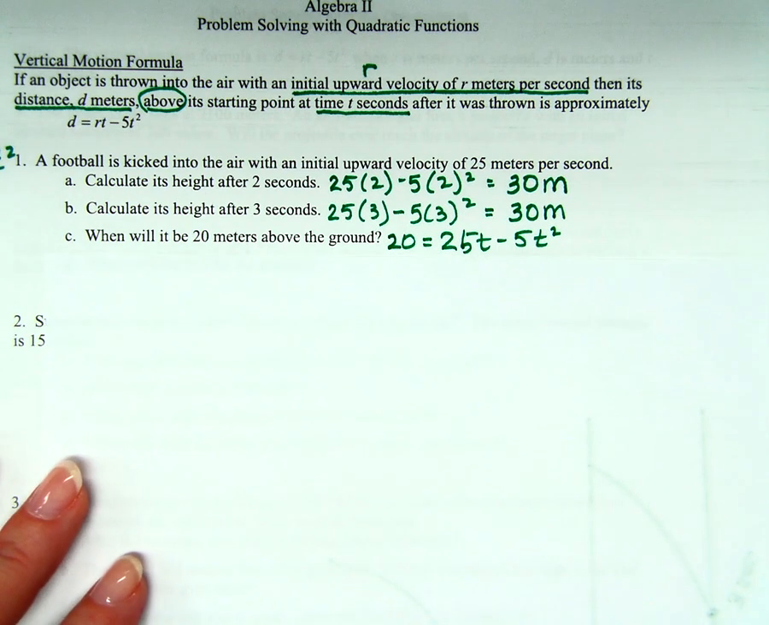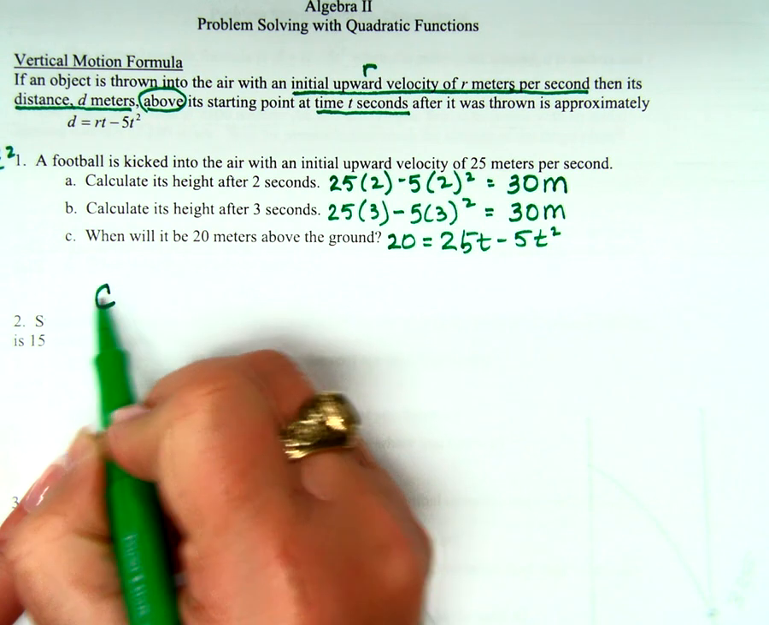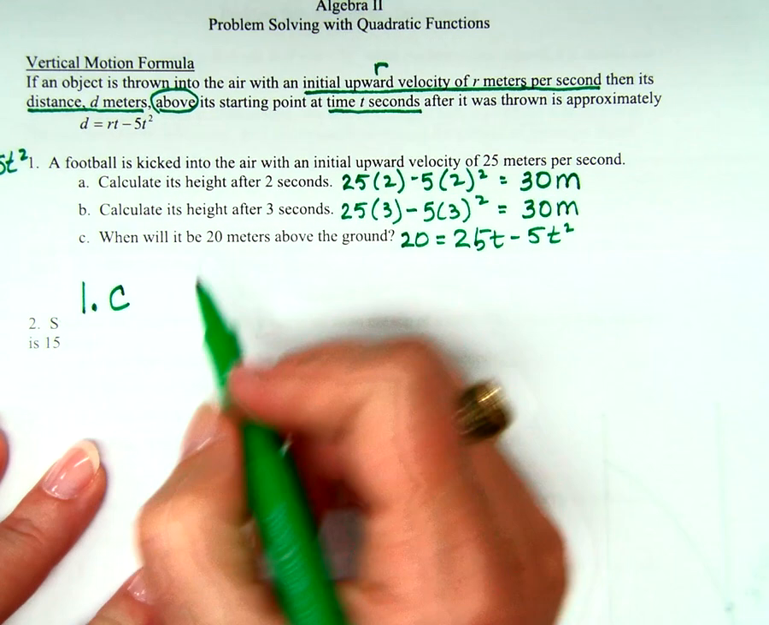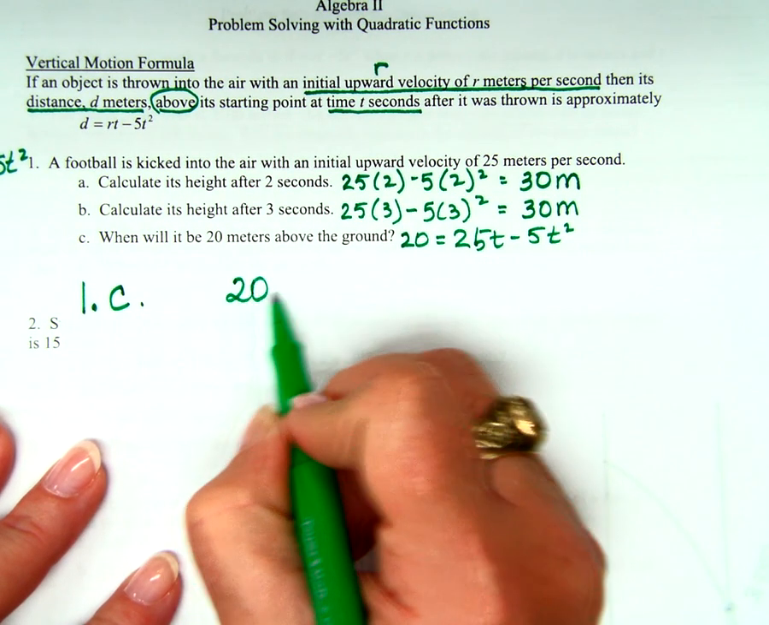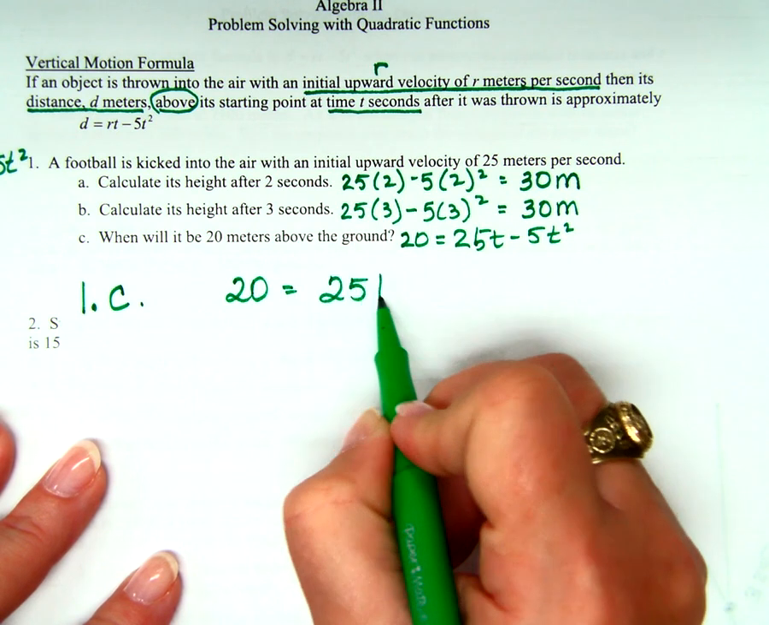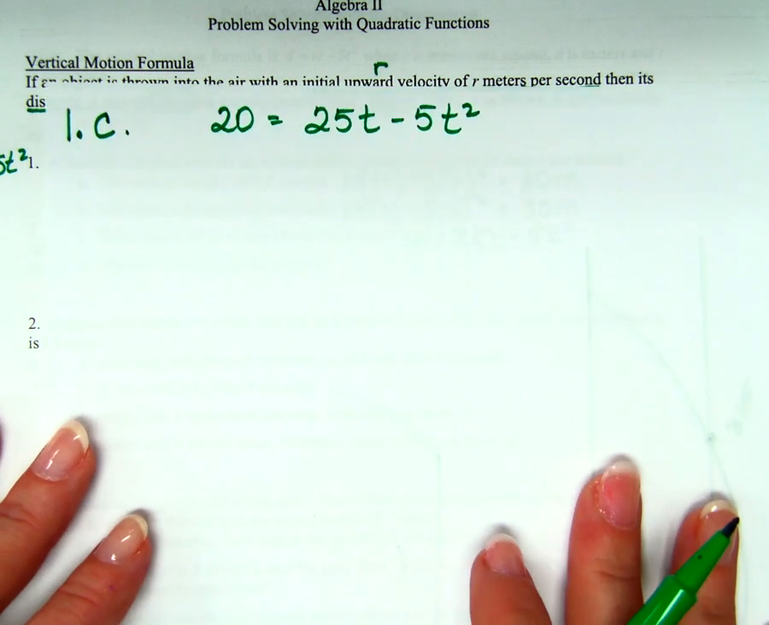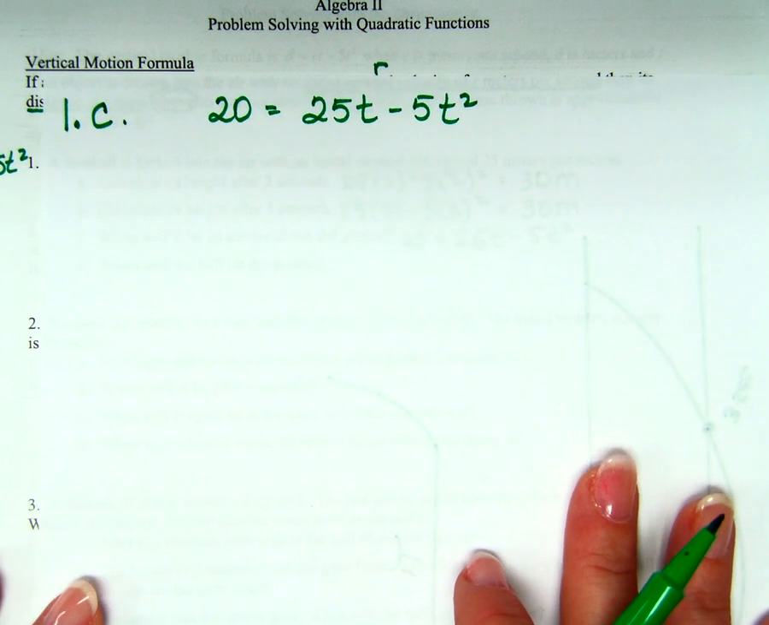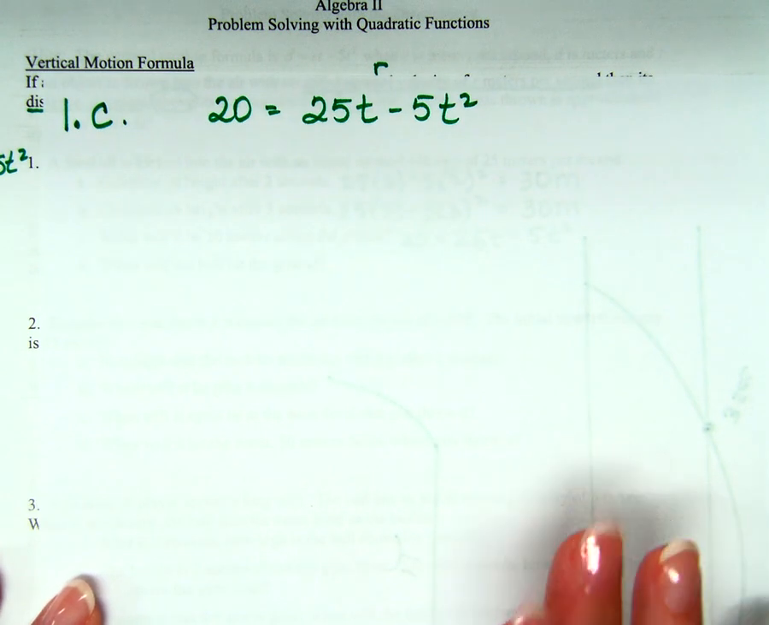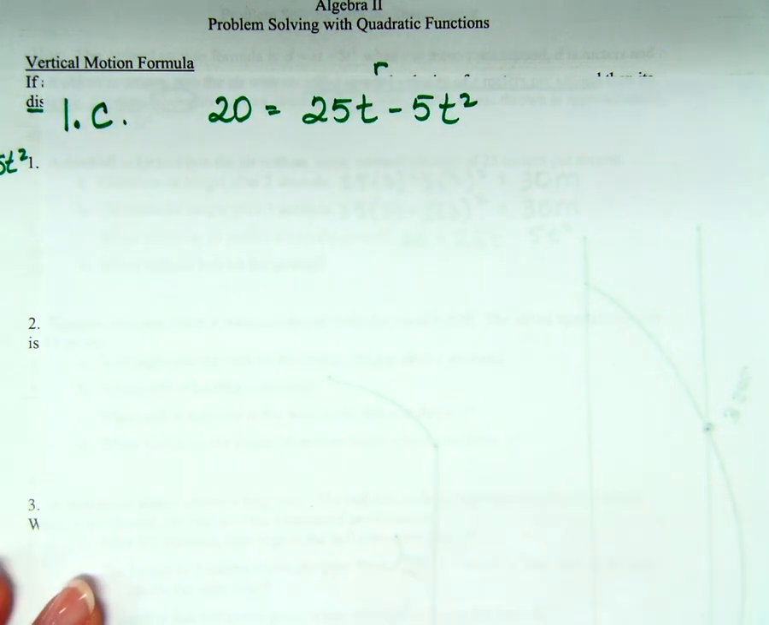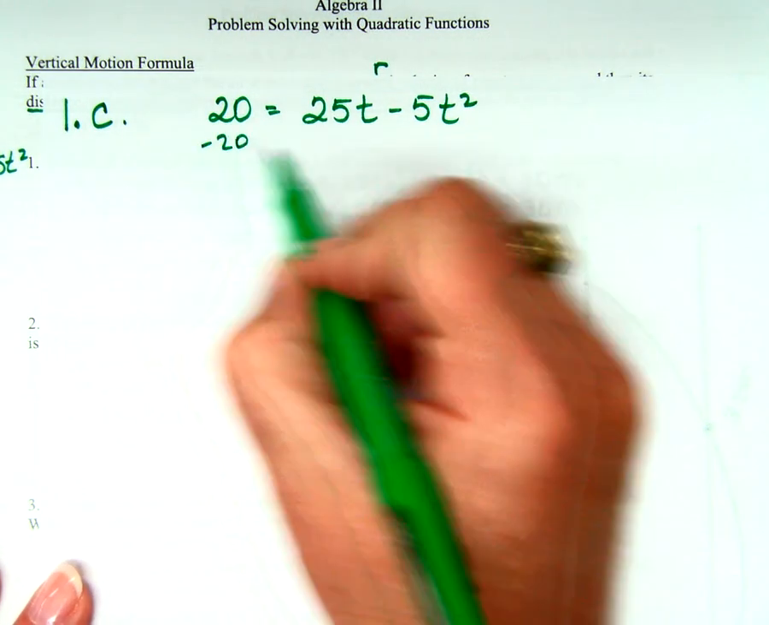If we keep our work with the worksheet, right? Yeah? So this is C on number 1. So I'm going to say 20 equals 25t minus 5t squared. All right, what am I going to do with this now? What do you want to do? How are we going to solve? So why do you want to subtract 20 again? We want it to equal 0.